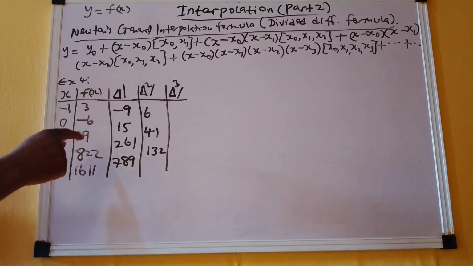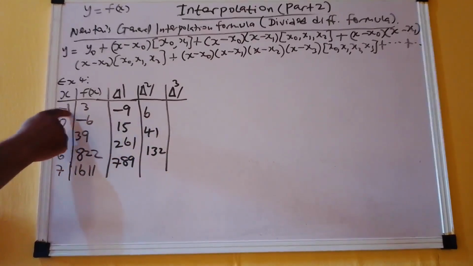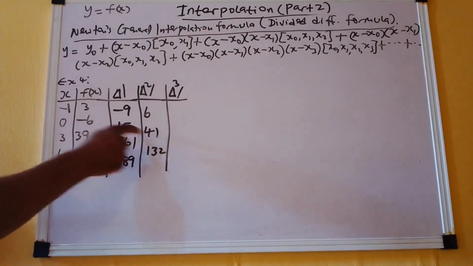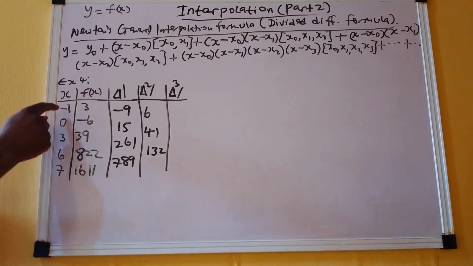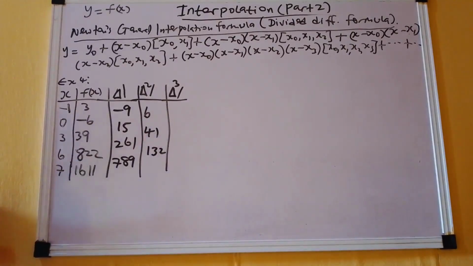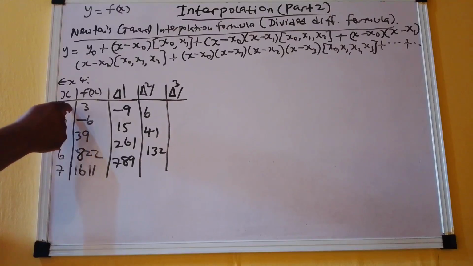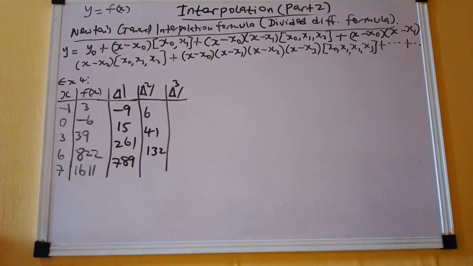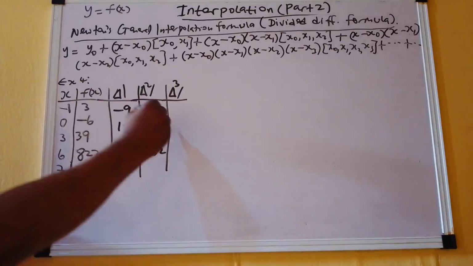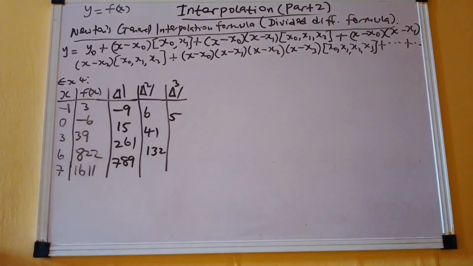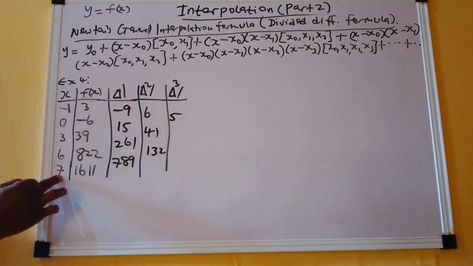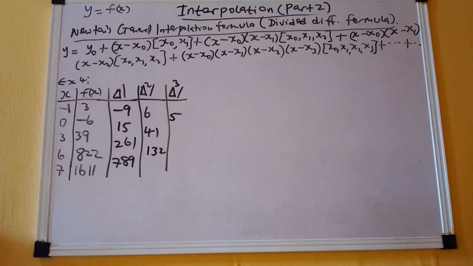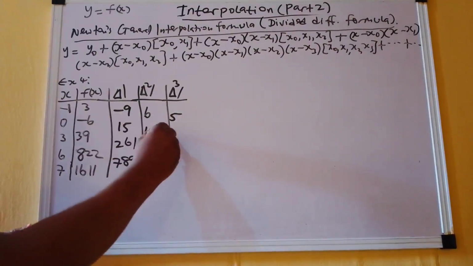Now, what gave birth to this is from here to here. What gave birth to this is from here to here. So 41 minus 6 is 35. 6 minus -1 is 7. So 35 divided by 7, you will get 5. So what gave birth to these two is from here to here. So 132 minus 41, divided by 7 minus 0, divided by 7, you are going to have 13.